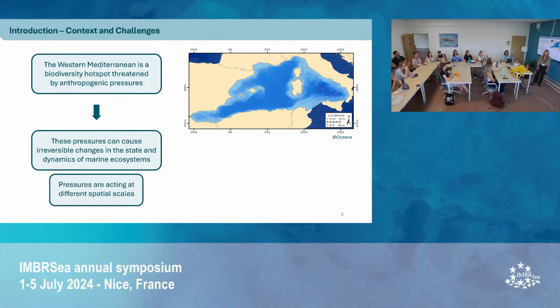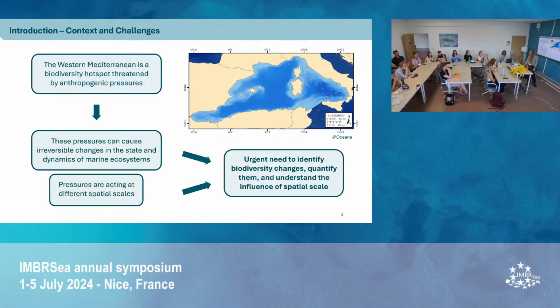The Mediterranean Sea is known as a biodiversity hotspot, but currently faces significant anthropogenic pressures. These pressures are leading to changes in the state and dynamics of marine ecosystems. Moreover, these pressures act at different spatial scales, meaning that, for example, overfishing tends to be a more localized issue, whereas climate change has more global and widespread impacts. For these reasons, there is an urgent need to identify biodiversity changes, quantify them, and understand the influence of spatial scale.